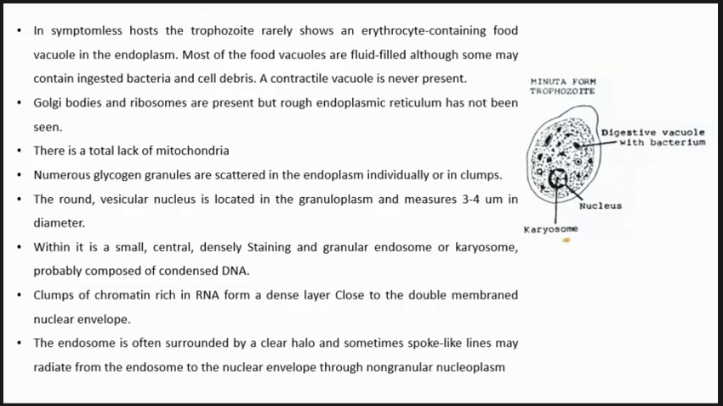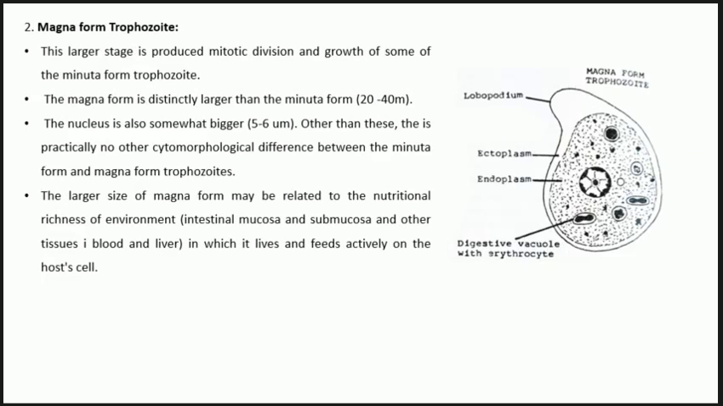So that is all about the minuta. Why it lacks mitochondria we will discuss when we see the life cycle, because this is part of the life cycle. At that time you will understand why it doesn't have mitochondria and why you have the glycogen granules. Now we will talk about the magna, the next stage.